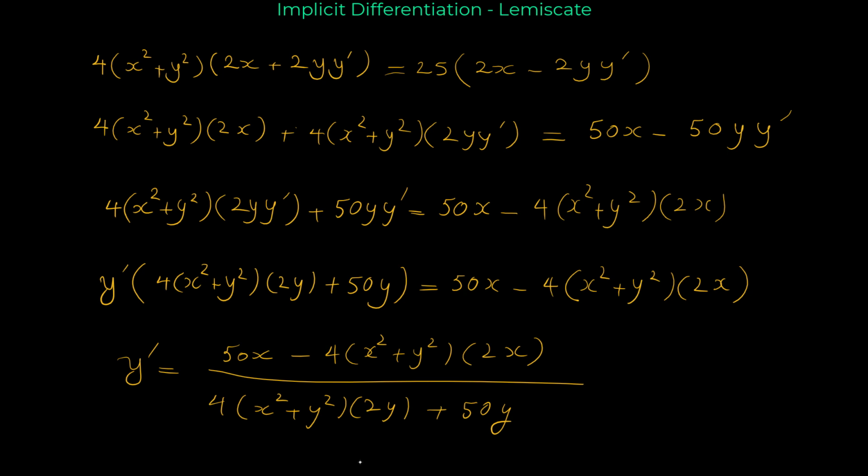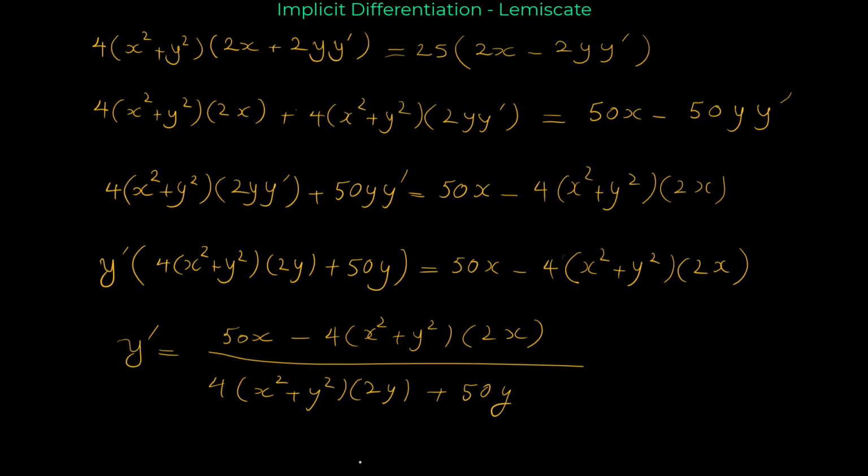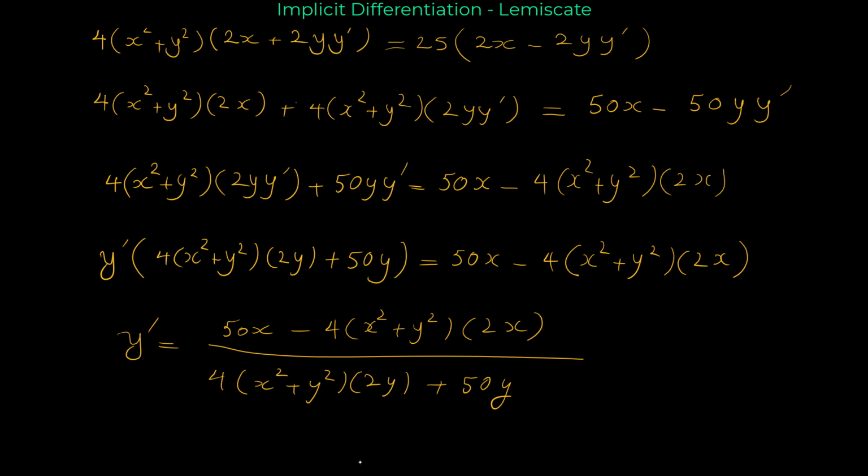And this is the general formula for the derivative of this implicit relation. If you want, you can factor a 2 from the terms in the numerator and a 2 from the terms in the denominator. You can simplify the numerator and denominator by a 2, but the answer doesn't change so much. So let's keep it in this form.